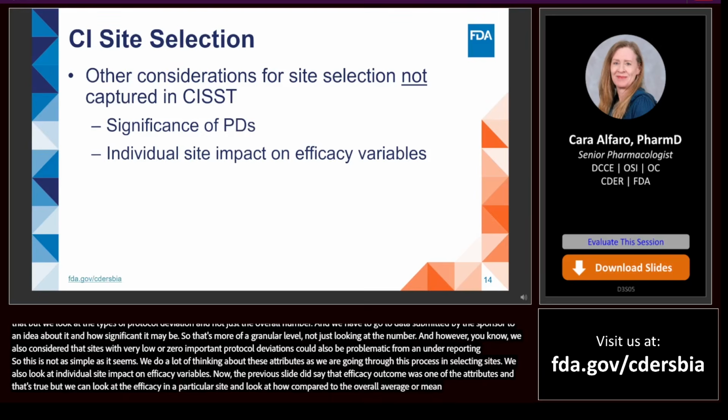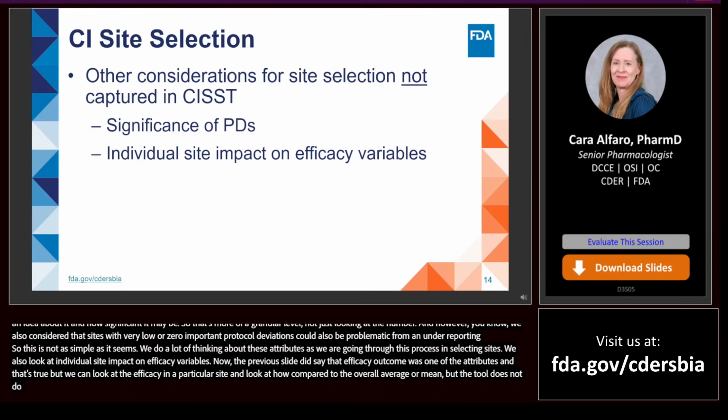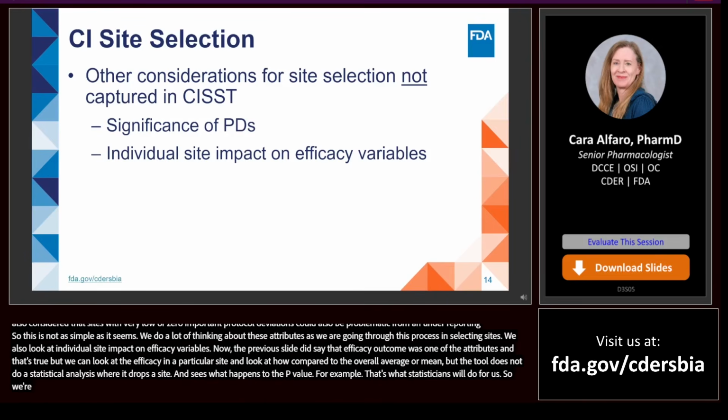But the tool does not do a statistical analysis where it drops a site and sees what happens to the p-value, for example. And that's what statisticians will do for us. So we're in very close communication with statisticians, and they do those various analyses. And that helps us to look at the impact of an individual site. And if there is a particular site that drives efficacy or is very impactful on a p-value, then it's very likely we would go to that site for data verification for efficacy data. But again, the tool does not do that analysis for us.